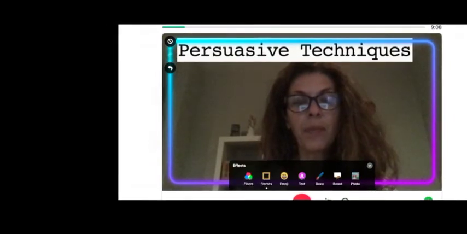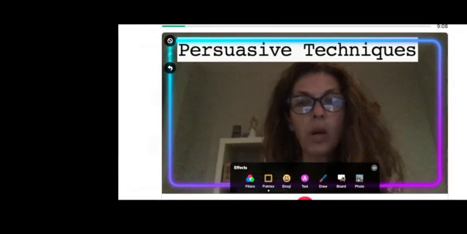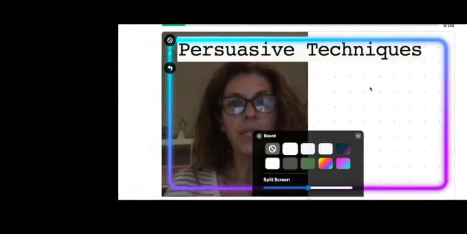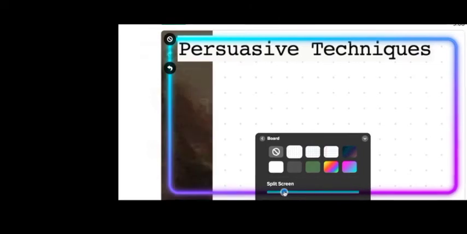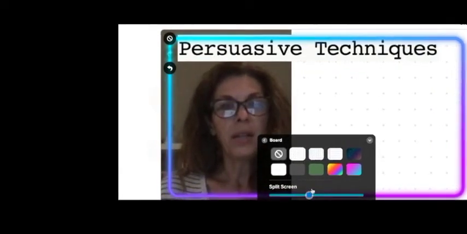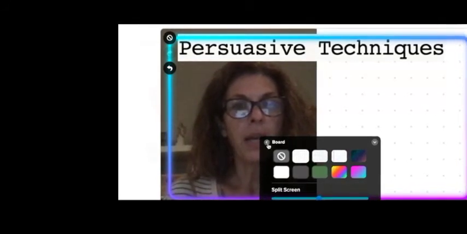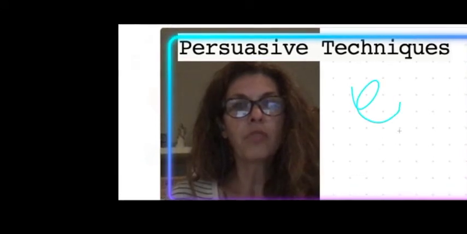Okay, also in effects, you'll notice that there is a board. So I can put a board on the side of me and I can have a split screen with it. But here, again, I have a board on half of it and I can then take the effect of drawing and I can draw something here.